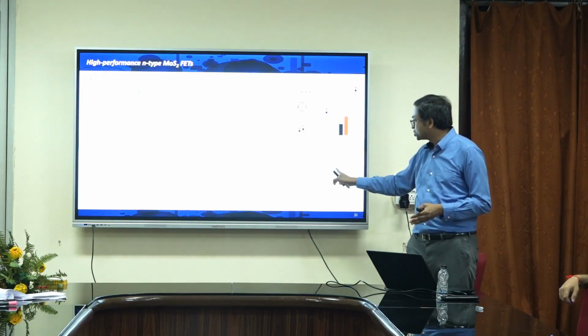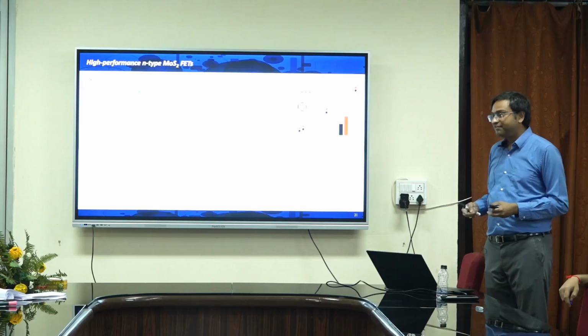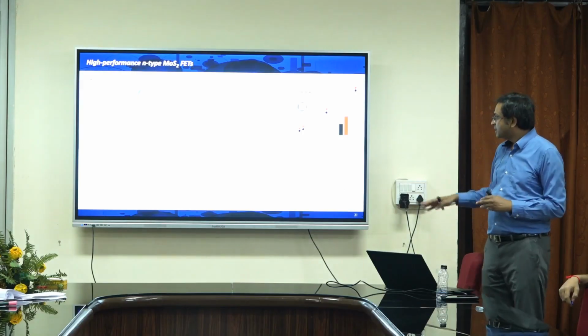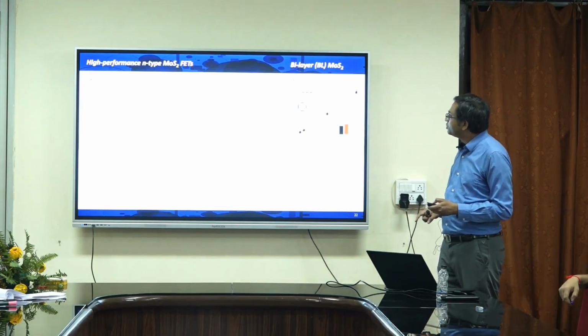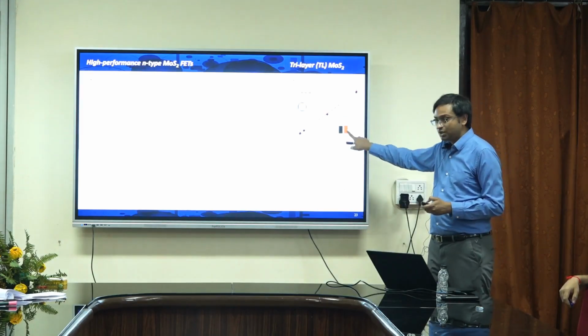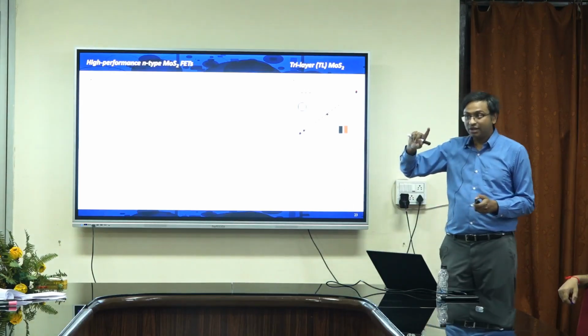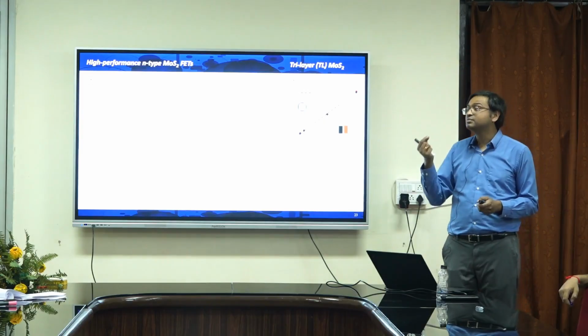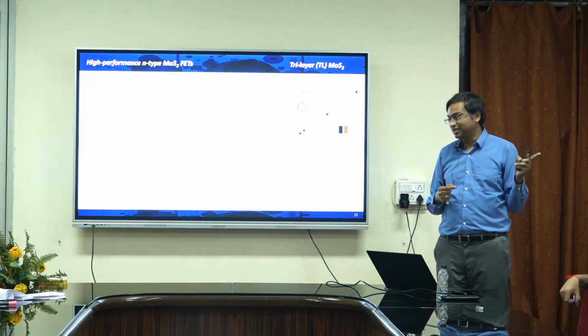This is the first time some of this work has been done. We found that if you use a monolayer, then this contact resistance is much higher, while if you go to bilayer or trilayer, you see the contact resistance is lower. Why? Because bilayer has a smaller band gap, which makes making contact easier.